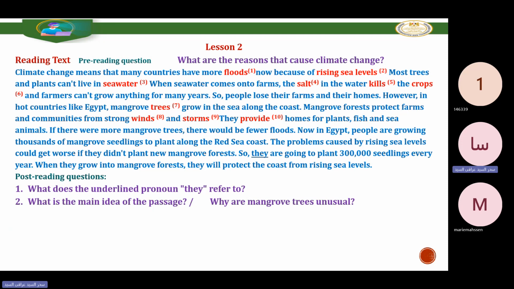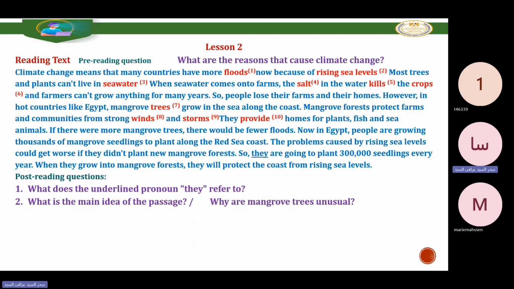However, in hot countries like Egypt, mangrove trees grow in the sea along the coast. Mangrove forests protect farms and communities from strong winds and storms. They provide homes for plants, fish, and sea animals. If there were more mangrove trees, there would be fewer floods.